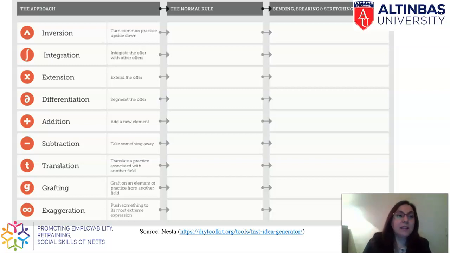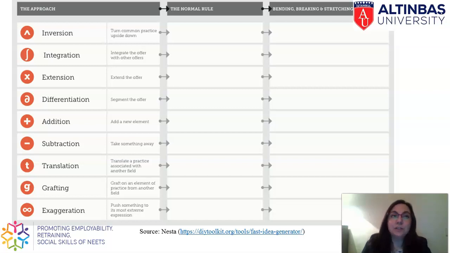So we have a list of approaches here, you see: inversion, integration, extension, differentiation, addition, subtraction, translation, grafting, and exaggeration. And you see small definitions of these different approaches. Now the toolkit tells us to fill out these two columns for each approach, considering your problem or the condition that you want to work on. So you write the normal rule, and then you try to bend, break, or stretch this normal rule through the approach that is given to you.